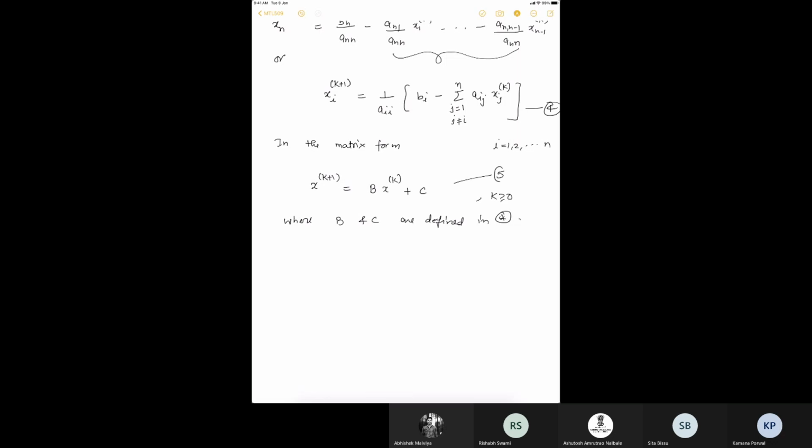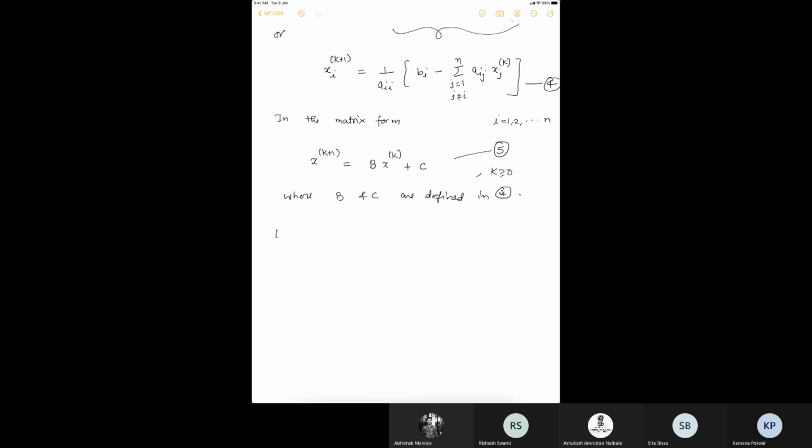Let's name this as 5. So now we are obtaining an iterative sequence, right? So we have to understand what is happening to the error, that is, how the error is reducing. Say if I'm going from the kth iterate to the k plus 1th iterate, how is the error reducing? So we have to understand the error. So this is the error analysis of the Jacobi method.